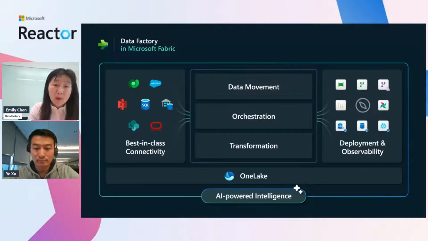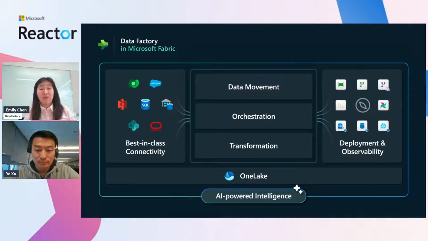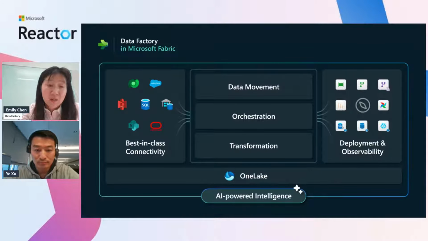We also talk about the transformation. Transformation is brought by the Power Query, the industry-leading data preparation experience, and now it will support the transformation at the enterprise scale. Also, deployment, DevOps, and observabilities are built in to the data factory as part of a complete data management and integration platform. All of this we are built on top of OneLake and AI-powered intelligence.